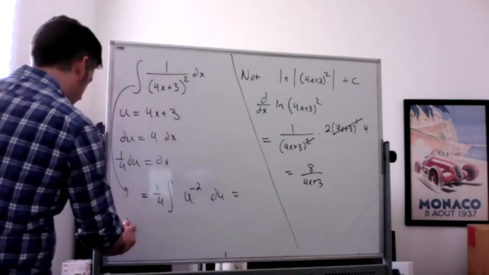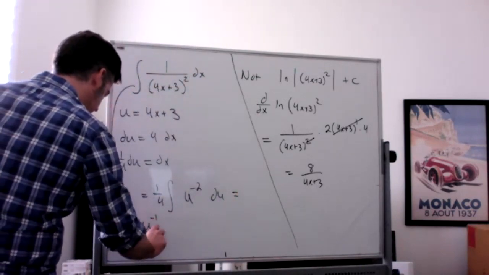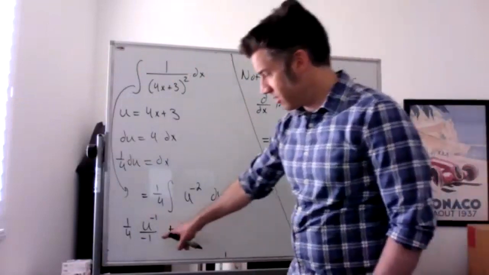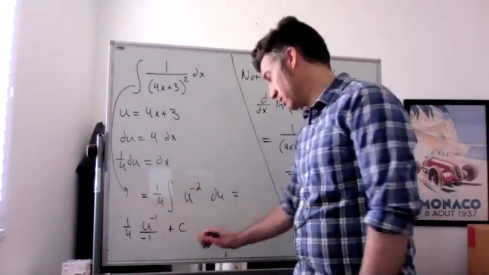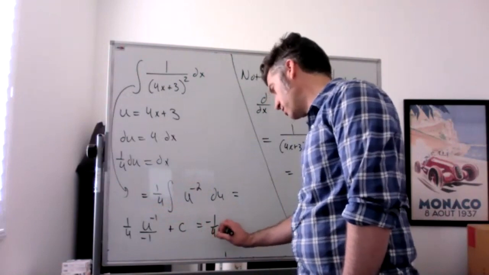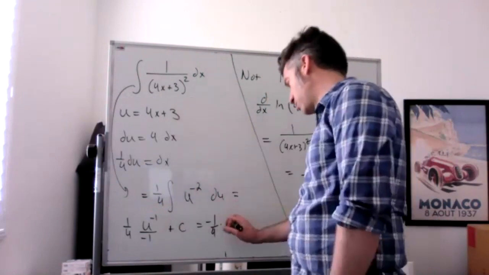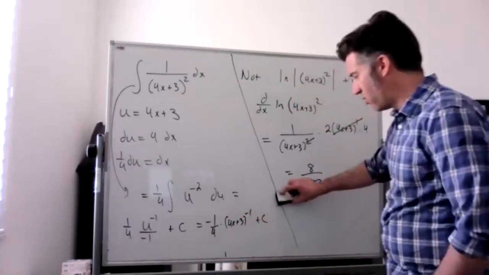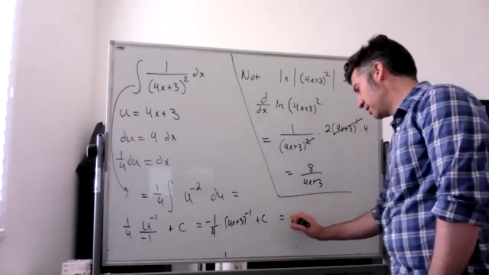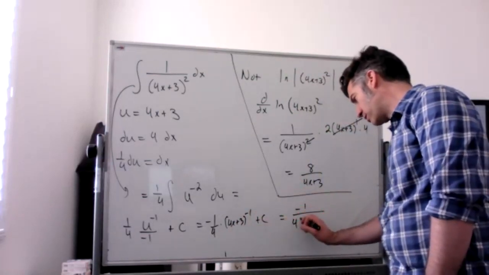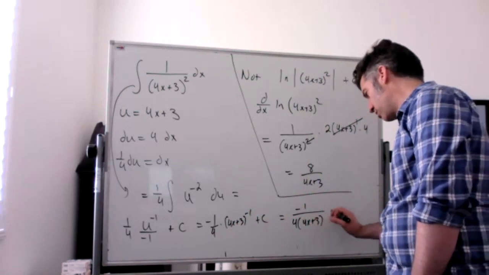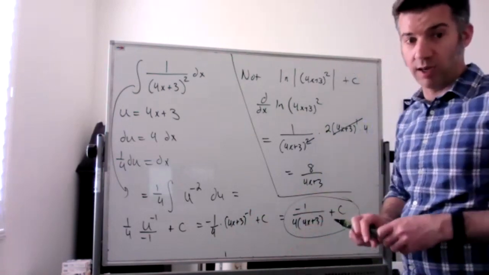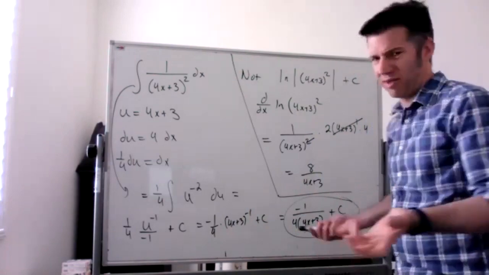So we're going to do 1/4 u to the -1st divided by -1 plus c. So then divided by -1, let's just make that a -1/4 out in front. So that's going to be -1/4 times u to the -1st, which is (4x plus 3) to the -1st. And you can leave it like that, or I would probably opt to rewrite it as -1 over 4 times (4x plus 3) plus c. And I suppose you could even distribute the 4 on the bottom if you really wanted to. You get -1 over (16x plus 12). I don't need to, but you could.